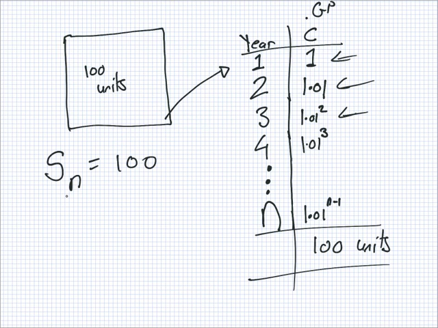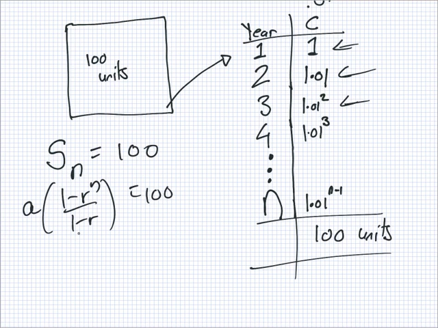So the formula for Sn we know. It's n over 2, sorry, wrong formula. a times (1 minus r^n) over (1 minus r) equals 100. Can we figure out the n? Let's try. So what's the a? The a is 1, very good. And what's the r?